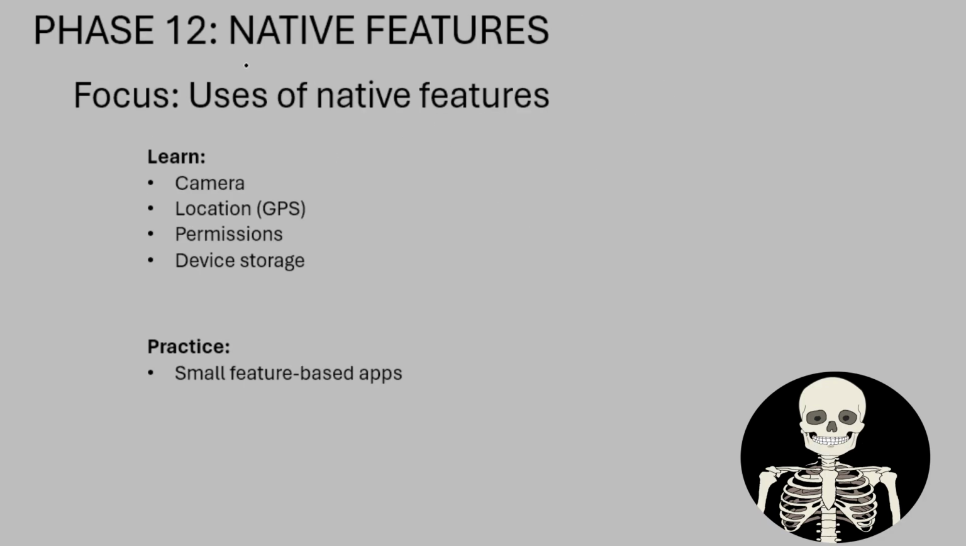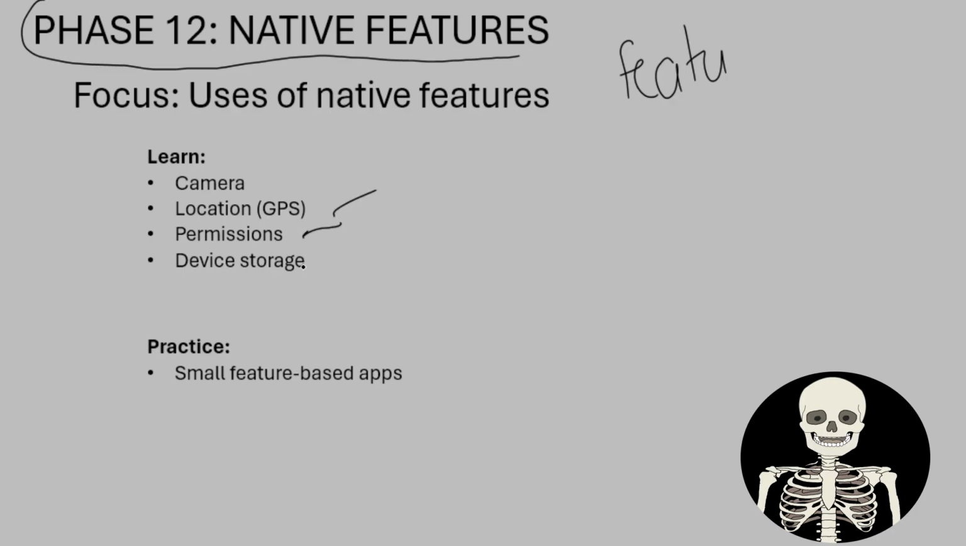After that, we are going to learn native features, how to use native features in our app: how to use the camera, how to use location, how to get permissions, how to use device storage, and small feature-based apps we are going to create and practice in our phase 12.